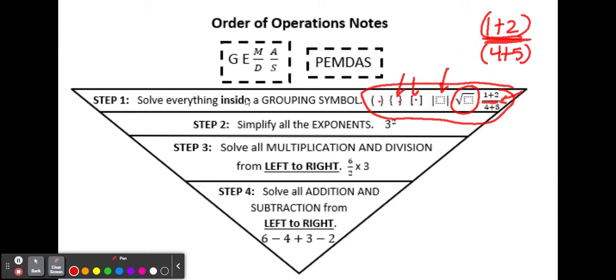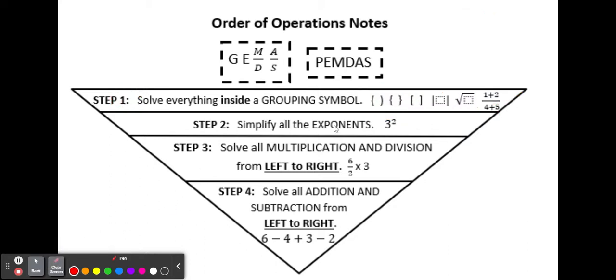So the G is going to be a lot more involved this year, step one, than it was in elementary school. You're going to have a lot more grouping symbols. Okay. Step two is simplify all the exponents. So remember that 3 to the second power is not 6, right? It's 3 times 3, which is 9. So just remember, when we're doing exponents, that tells you how many times to multiply the base.